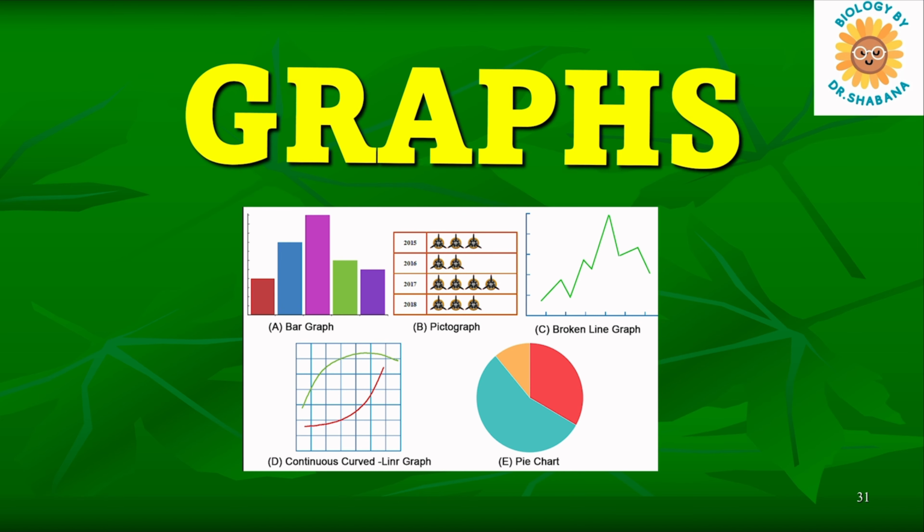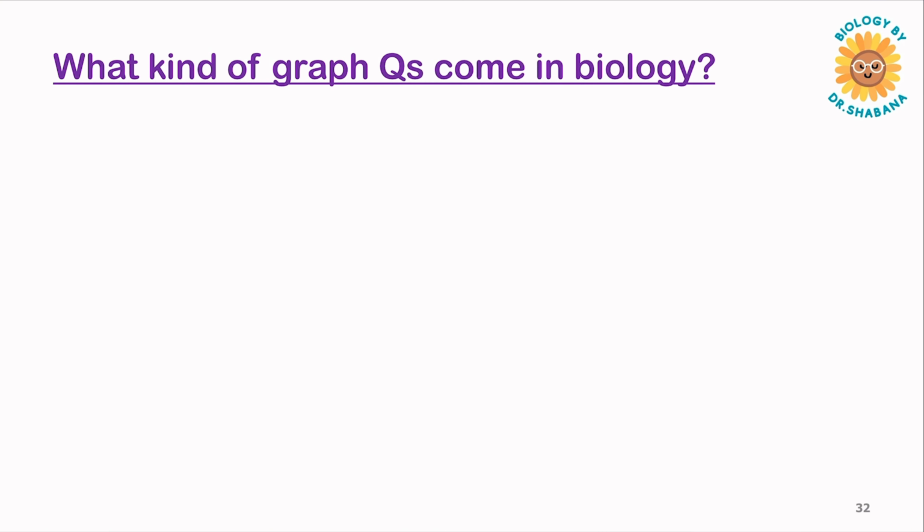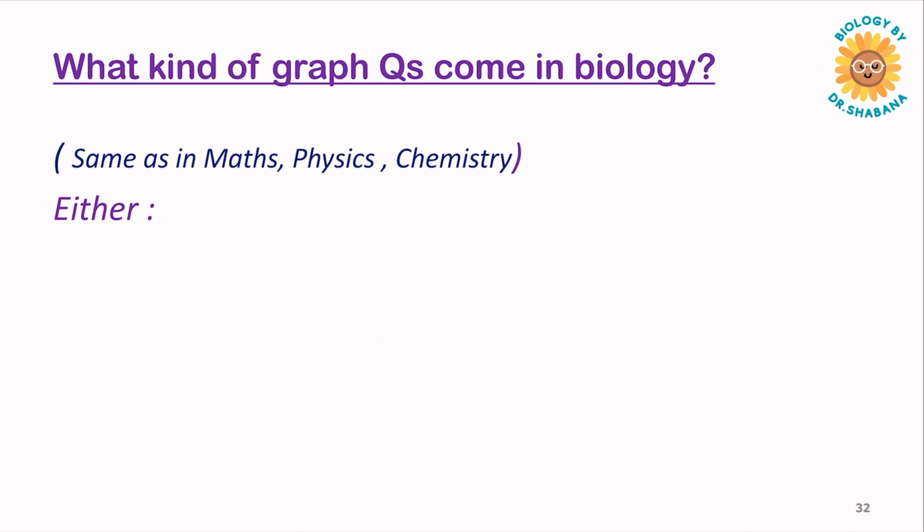Now look at the graphs. What about the graphs? So what kind of graphs do we get in biology? The same in math, physics, chemistry. Math is going to be a little bit more difficult, but physics and chemistry are basic graphs.